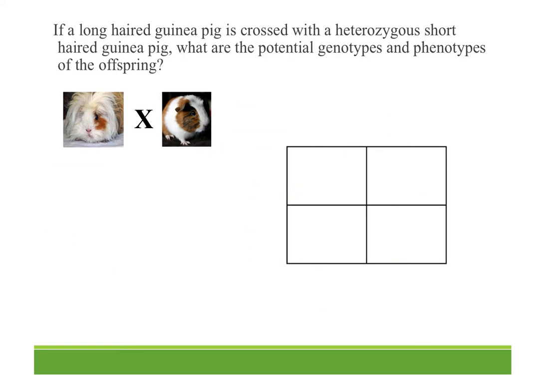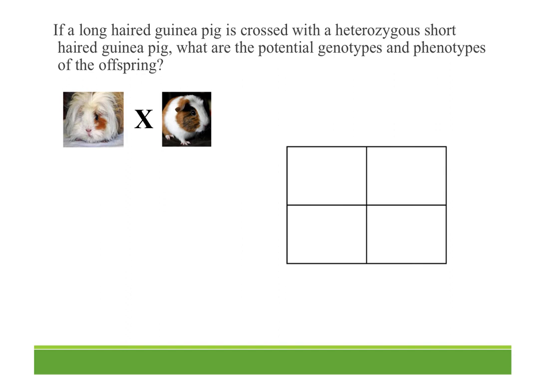Let's look at another cross. Again, we're still talking about short hair and long-haired. So if a long-haired guinea pig is crossed with a heterozygous short-haired guinea pig, so perhaps one of the offspring from that previous genetic cross, what genotypes and phenotypes do you get as a result?